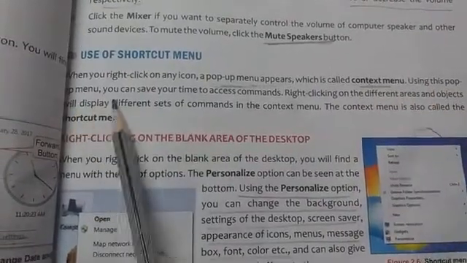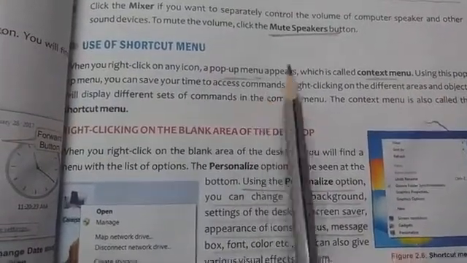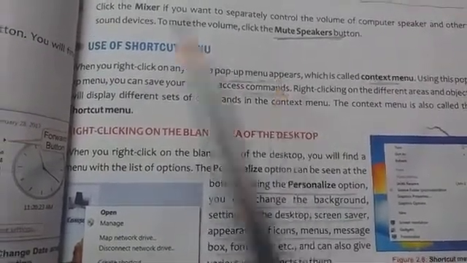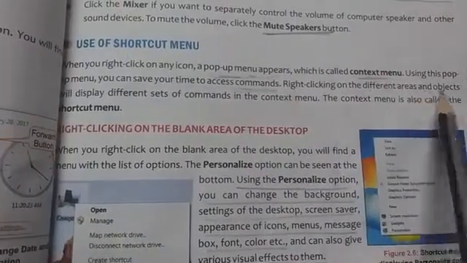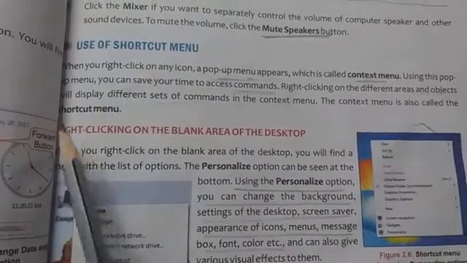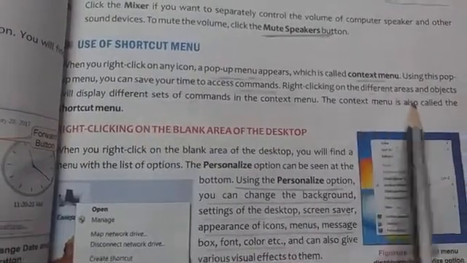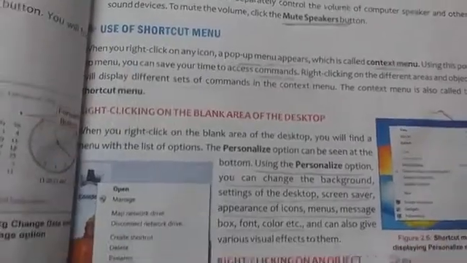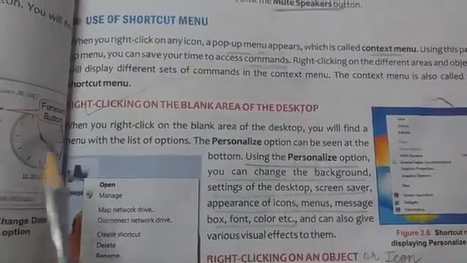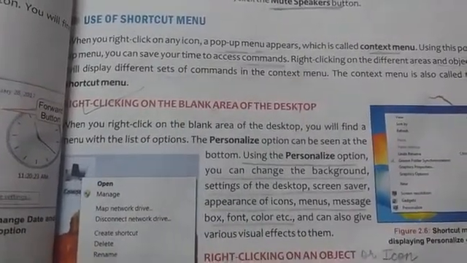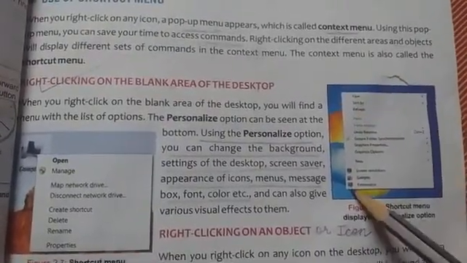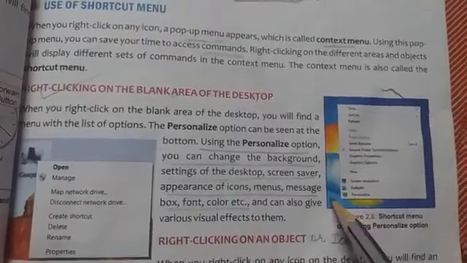Using this pop-up menu you can save your time to access commands. By clicking on this context menu we can directly open any app or application. Right clicking on different areas and objects will display different sets of commands in the context menu. First we have right clicking on the blank area of the desktop. When we right click on the blank area of the desktop, the context menu, or shortcut menu, will open.